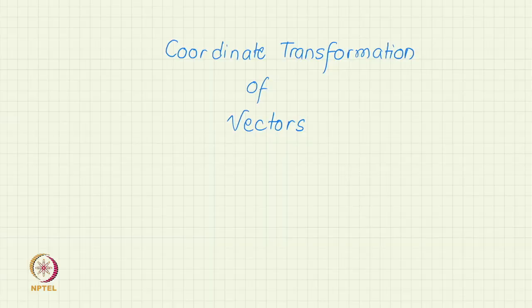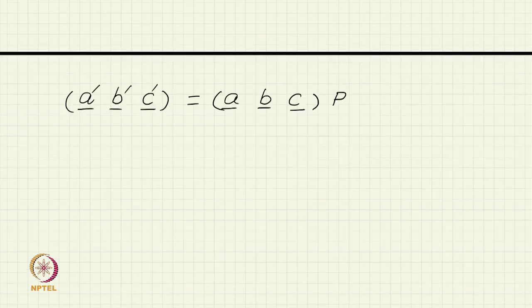Let us review and revisit coordinate transformation of vectors. We have done this topic in another video, but let us have a relook at it. By coordinate transformation, we mean that we now introduce two bases for the same crystal. So, this is the old basis vector, the old basis, and this is the new basis vectors.